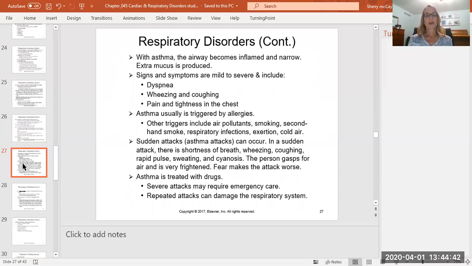With asthma, the airway becomes inflamed and narrow. Extra mucus is produced. Signs and symptoms are mild to severe and include shortness of breath, wheezing, coughing, pain, and tightness in the chest. Asthma is usually triggered by allergies, things like pollutants, smoking, secondhand smoke, respiratory infections, exertion, and cold air.